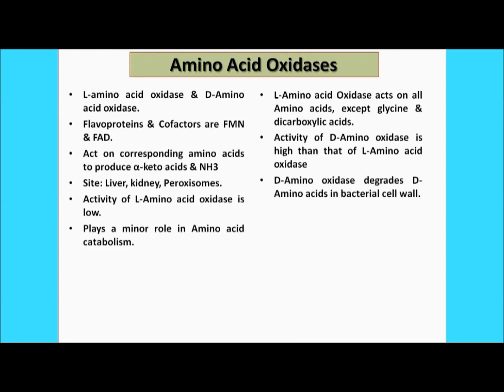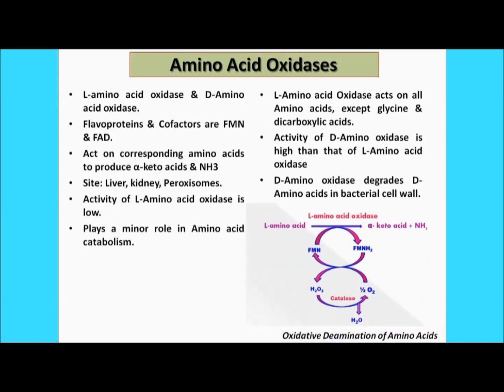Now this D-amino acid oxidase degrades the D-amino acid in the bacterial cell. So D-amino acid oxidase has a role in the prokaryotic cell, where it degrades the D-amino acid in the bacterial cell wall. So, oxidative deamination of the amino acid.